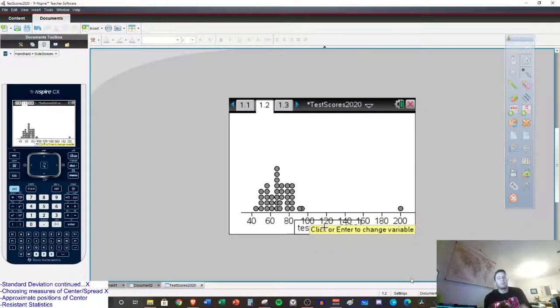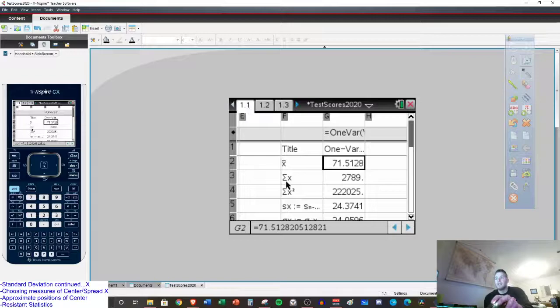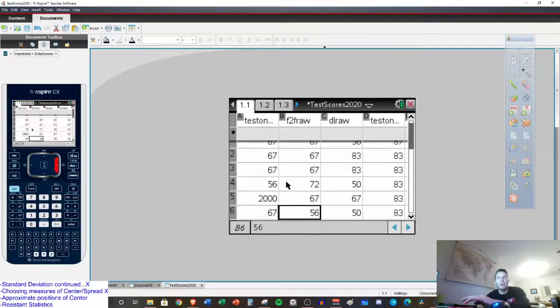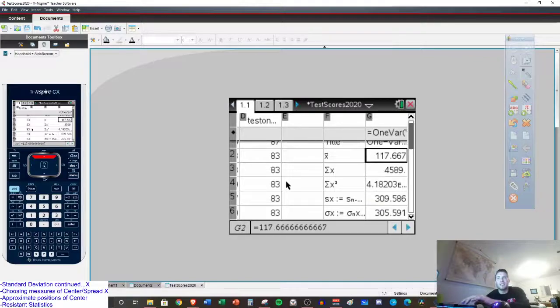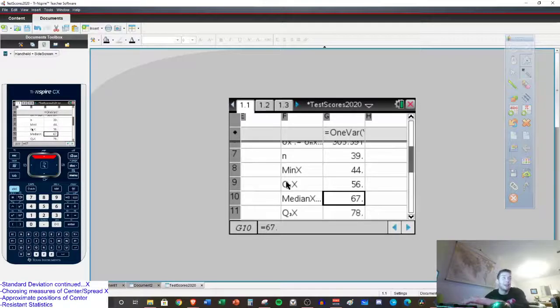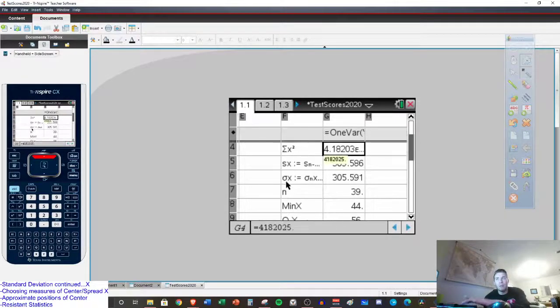Let's get really ridiculous with it. Let's put in a test score of 2000. Impossible, right? But it's really going to show this point of how outliers affect data. Look at that average. That is impossible. You can't have a 117 average test score based on our data. What about the median? Did it change? It did not change.